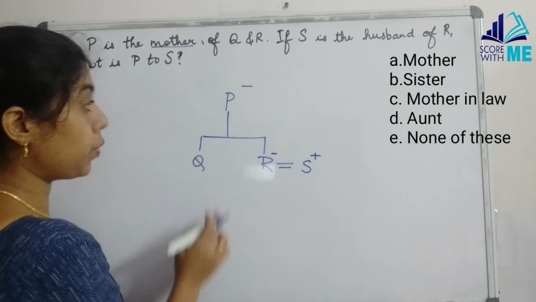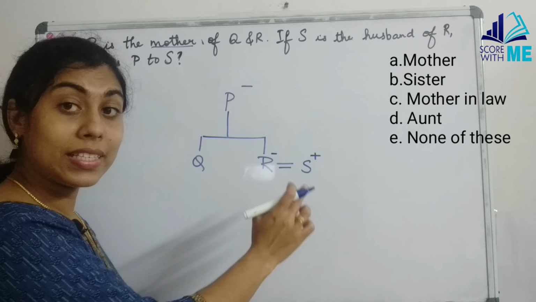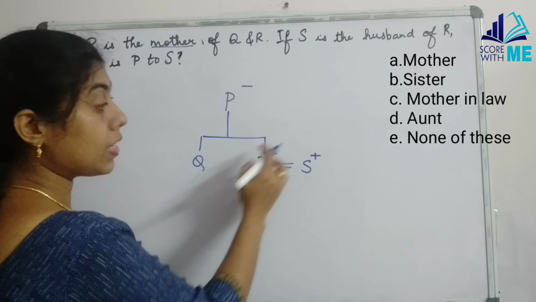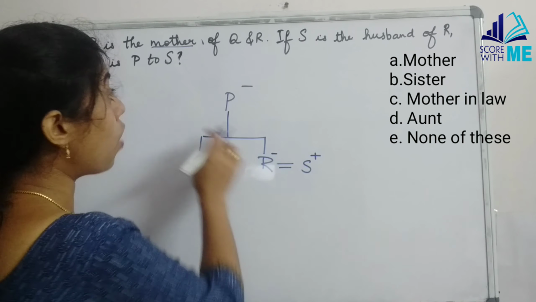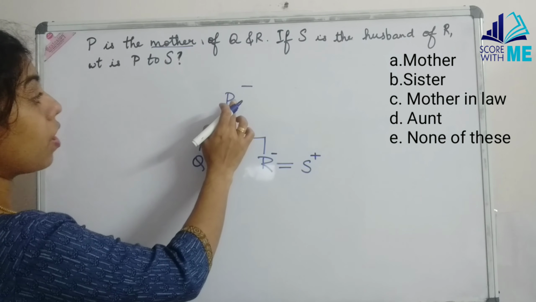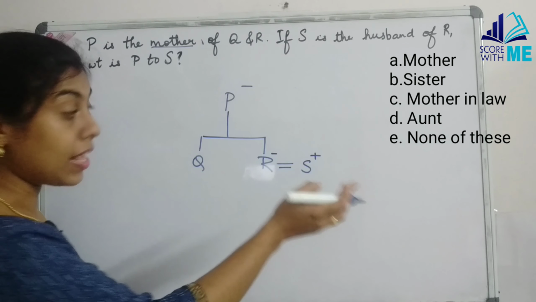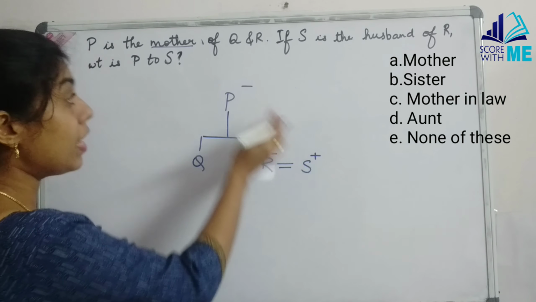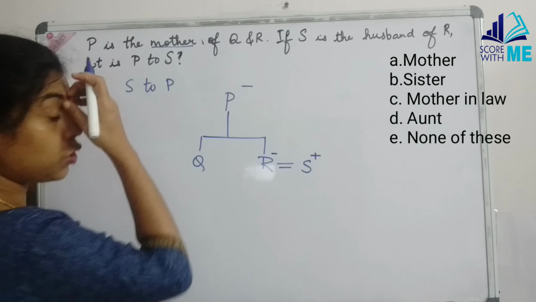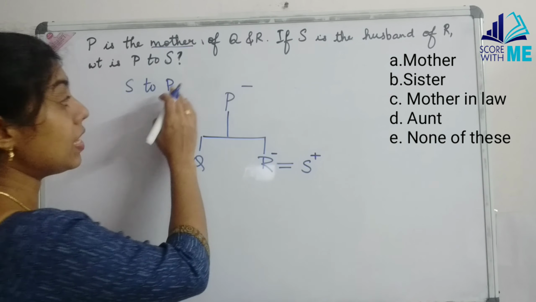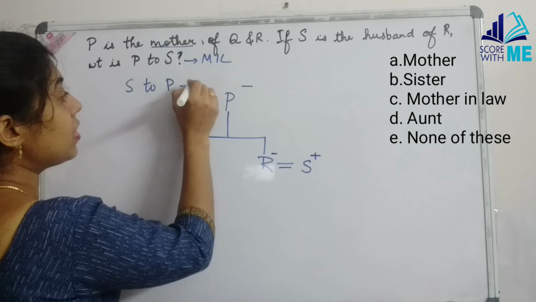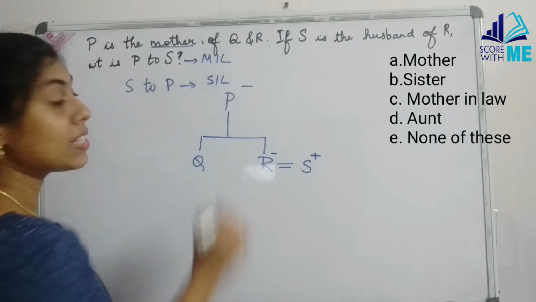What is P to S? So P is going to be S's mother-in-law. P's daughter's husband is S. So how is P related to S? If we are to find the relationship between P to S, then P is the mother-in-law of S. If the question was what is the relationship between S to P, then S is the son-in-law. So this is the mother-in-law. And if this was the question, this must have been son-in-law.